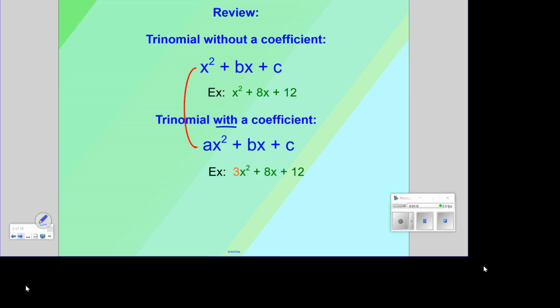Just so that you are clear on the difference here, a trinomial without a coefficient is a trinomial where the highest degree term, meaning the highest exponent, has an understood coefficient of 1. So it's usually not there because there's no need to write the 1. That's why we'll say it's without a coefficient.